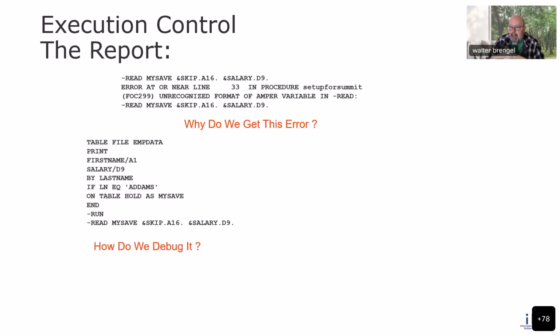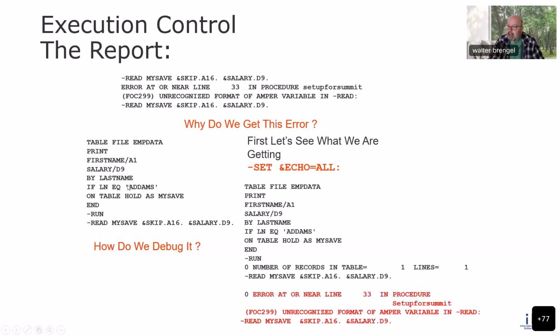Here's the code. Because the error is on a format, and I have two fields that have formats on them, we need to isolate which format it is. So the first thing I would do is put an echo. The echo says show me the command, and I'm doing ECHO=ALL. It's going to show me the command in Dialog Manager, and then the command with the variables resolved. So when I do that, basically nothing's new here. We still get the problem in the -READ.